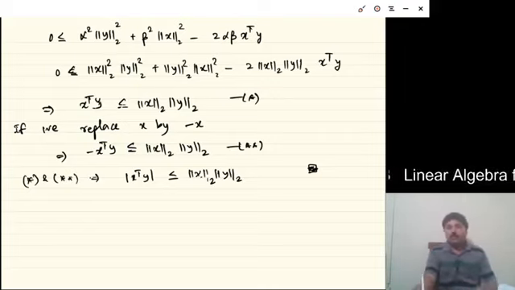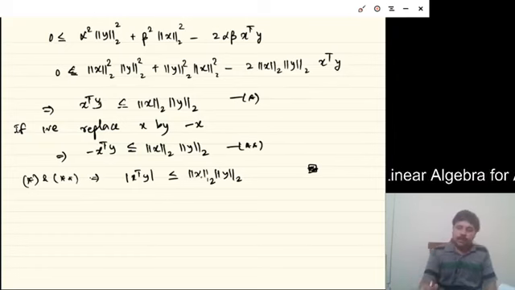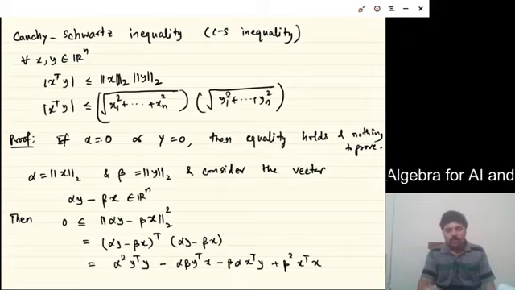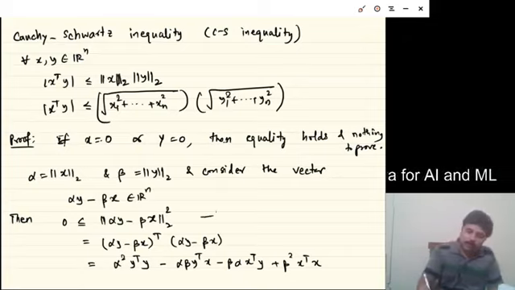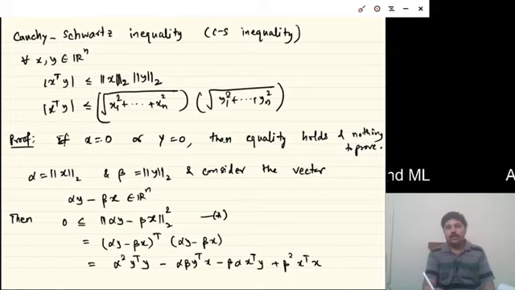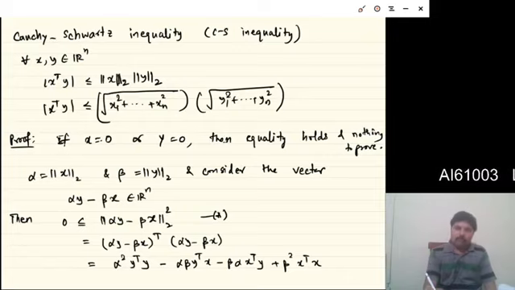And one more interesting thing that you can observe here is that not only in the case when x is equal to 0 or y equal to 0 are we getting equality. In fact, you look at this particular equation. The inequality comes because of this vector which is actually a non-zero vector. The strict inequality comes here if alpha y is not equal to beta x.